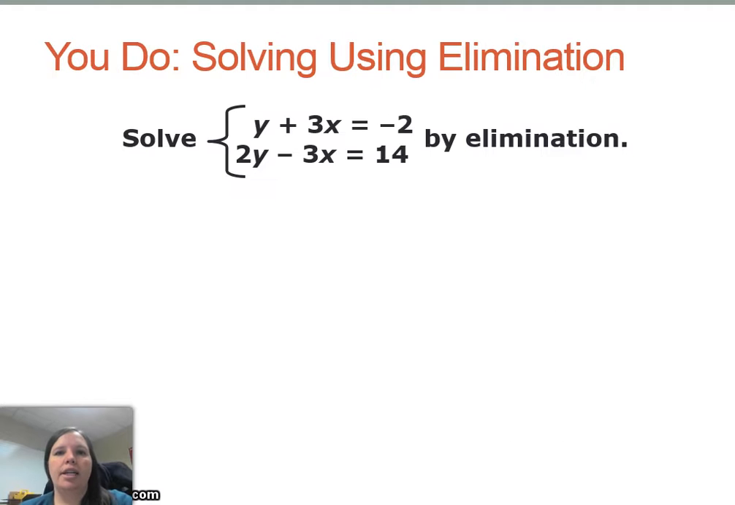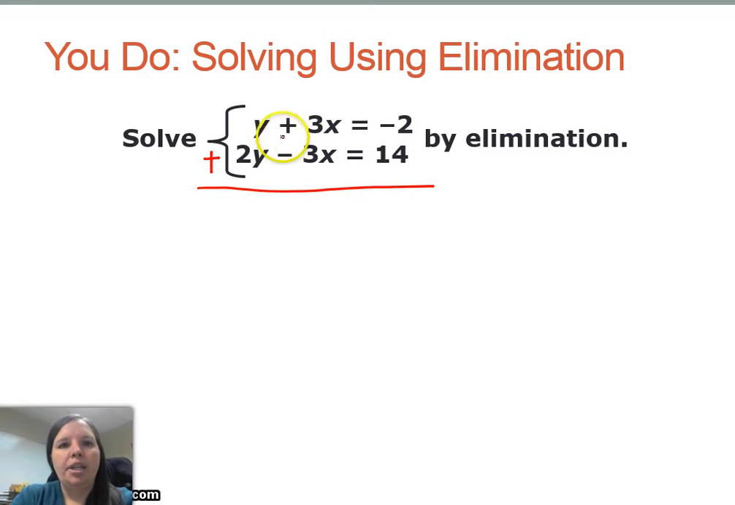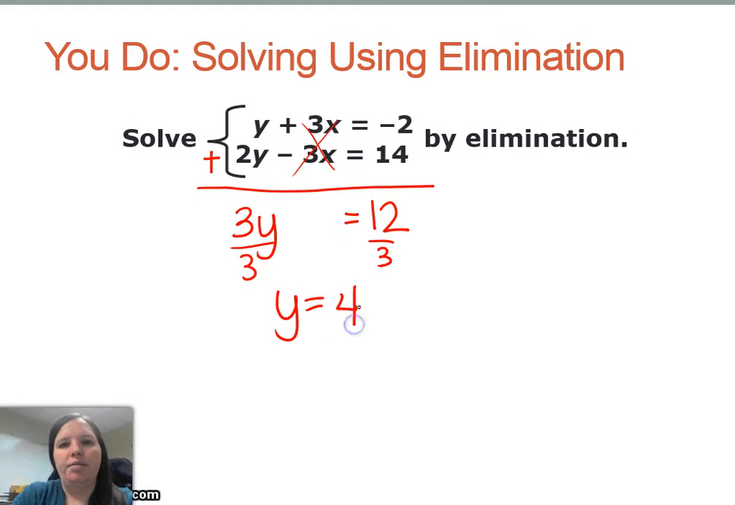So let's take a minute. Why don't you try this equation, solve it using elimination. So pause, and here we go. I'm going to take the two equations and combine them by addition. My equal sign stays in the same place. Negative 2 and 14 gives me 12. When I add them, 2y and y is 3y. 3x and negative 3x cancel out. So I'm left with 3y equals 12, which is an easy equation to solve for the value of y.